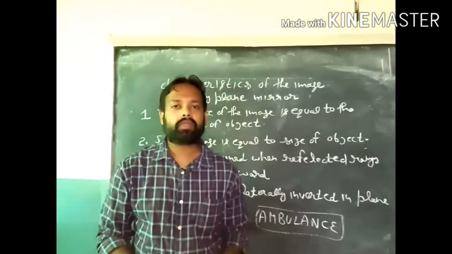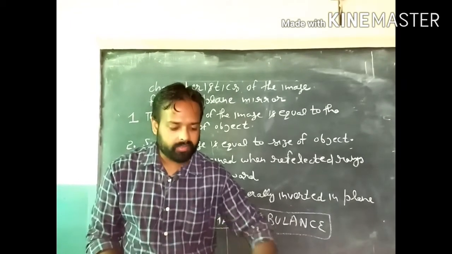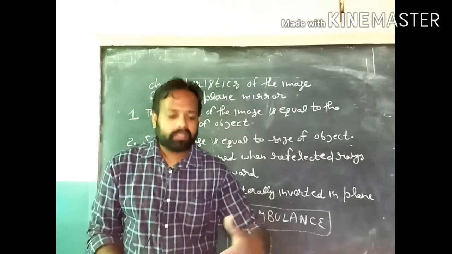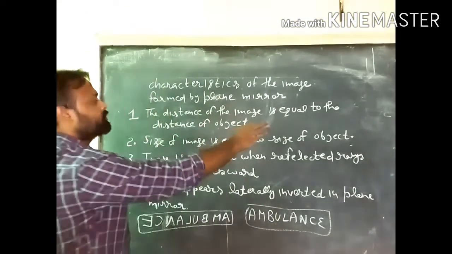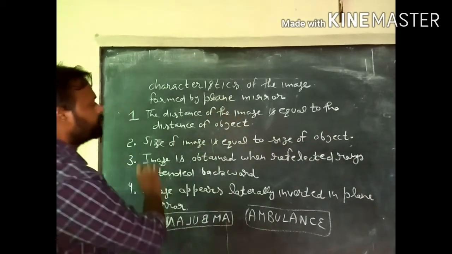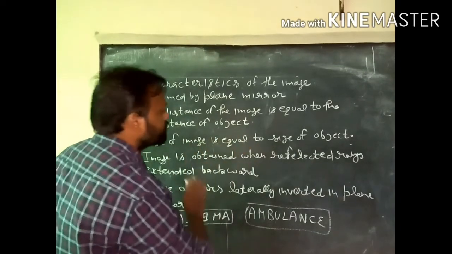You can take the example at your home also. If you are standing at a distance of 3 meters in front of the plane mirror, then your image is formed exactly at a distance of 3 meters inside the mirror. So basically the distance of the image from the plane mirror is equal to the distance of the object from the plane mirror. The second important point is that the size of the image is equal to the size of the object.